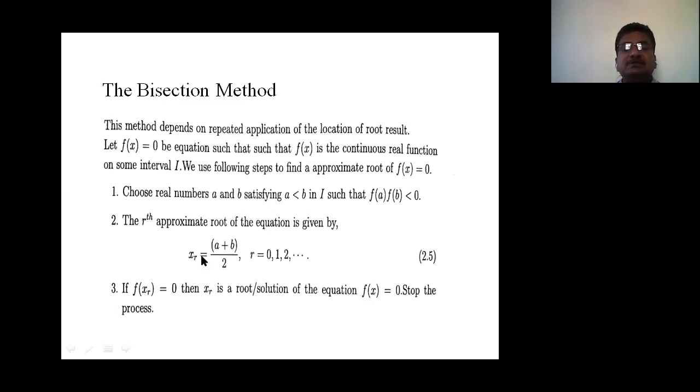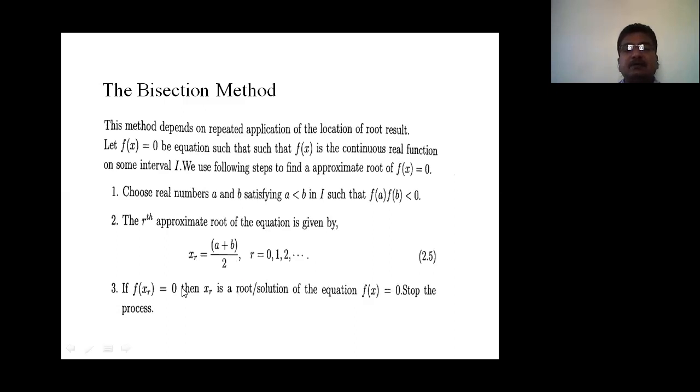In Newton-Raphson, what is the formula? x_(r+1) = x_r, or if the notation is i, then x_(i+1) = x_i minus f(x_i) divided by f'(x_i). This is the formula in the Newton-Raphson method. Instead of that, use this formula for x_r. What are a and b? a and b are these two numbers having opposite signs.